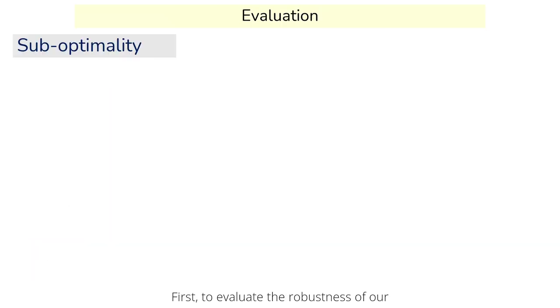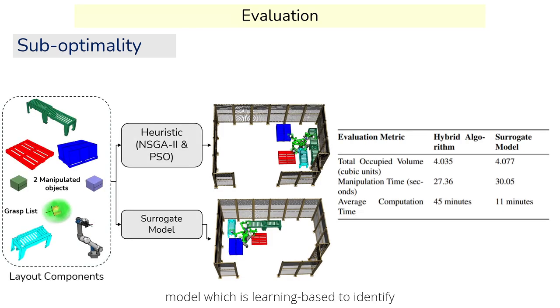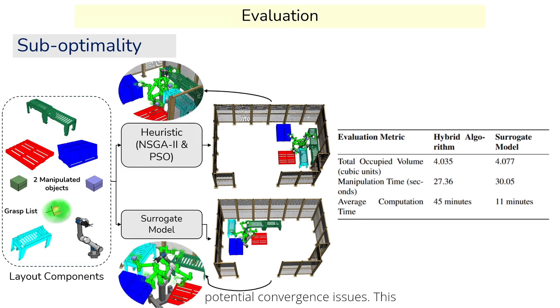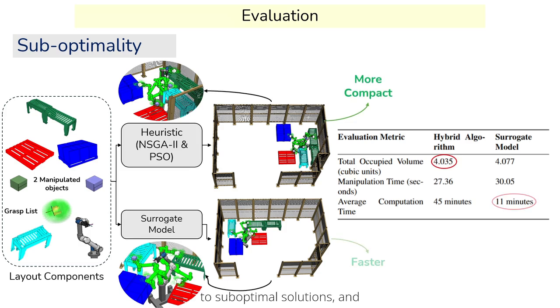First, to evaluate the robustness of our optimization framework, we conducted a suboptimality test. This was done by benchmarking it against a surrogate model which is learning-based to identify potential convergence issues. This test serves a dual purpose. It reveals if the optimizer converges prematurely to suboptimal solutions, and it assesses the fidelity of the surrogate model in capturing the true objective landscape.